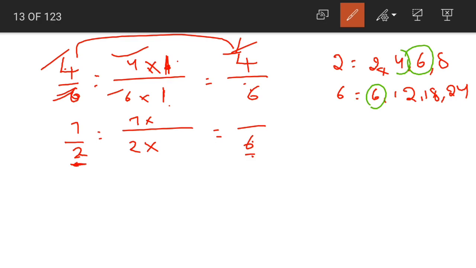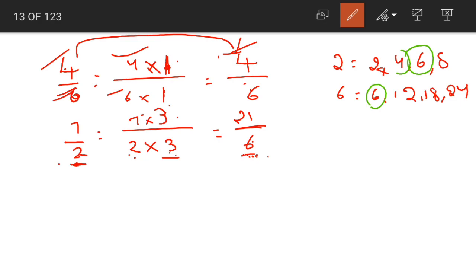Now when it comes to 7 by 2, it is having 2 in the denominator. But the denominator should be 6. We need to convert it to 6. We have 2 3s are 6. Yes. 2 into 3 will give us 6. Now as we have multiplied by 3 in the denominator, we will do the same in the numerator. 7 3s are 21 divided by 2 3s are 6.